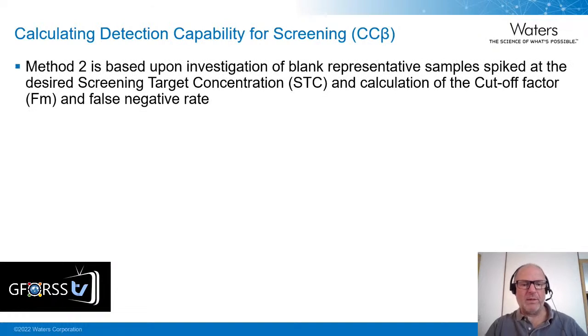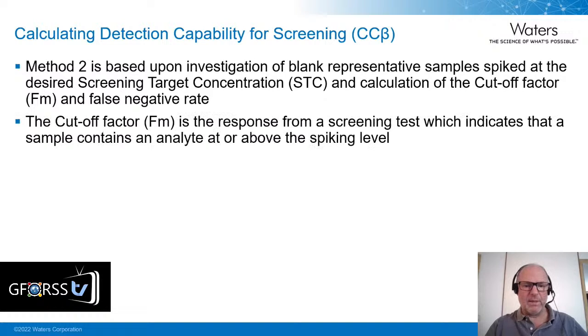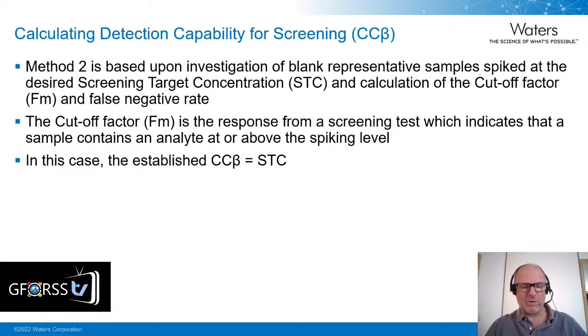The second method in the document is based upon the investigation of a series of replicate blank samples spiked at the desired screening target concentration, from which we then calculate the cutoff factor and then the false negative rate. The cutoff factor is the response from a screening test which indicates that the sample contained an analyte at or above the spiking level. For this particular approach, the established CC-beta will equal the screening target concentration, as we will see.